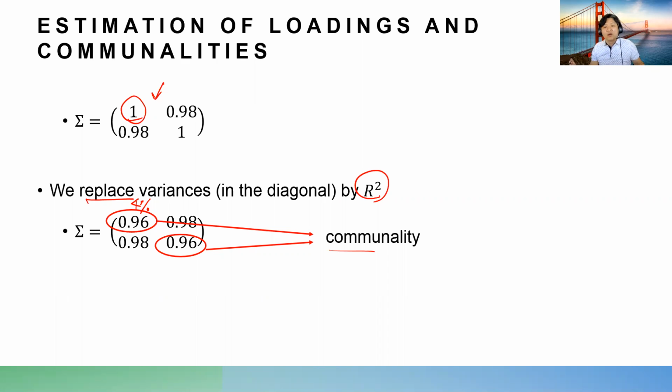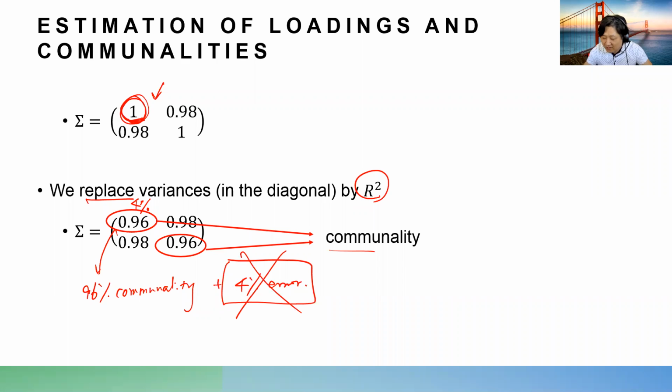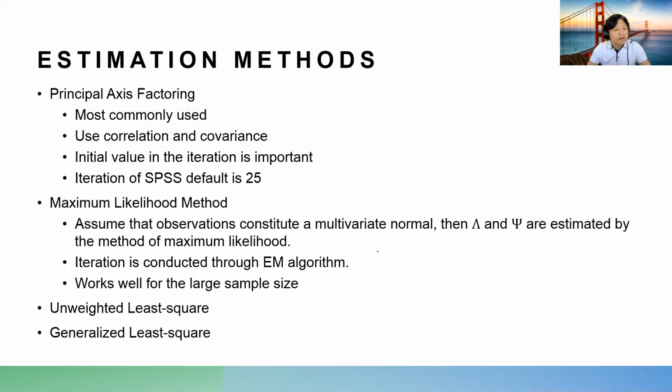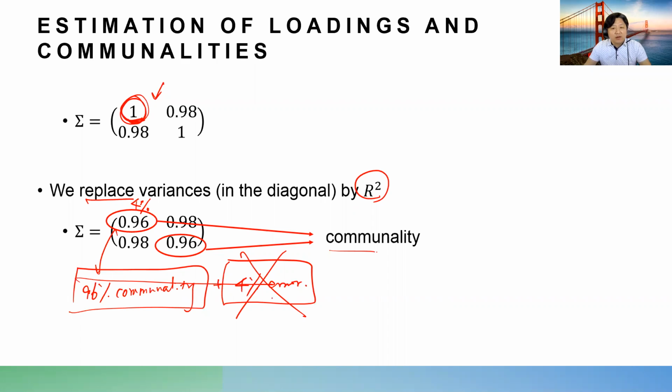So this is more realistic, right? Because 100%, the 1, means everything is common variance. There is no error variance, but in this case it is 96% commonality plus 4% error. But we do not add the error portion. We only consider commonality because the error is noise, right? So this is the error variance. So we replaced the variance by R square. So this is commonality. This is the fundamental difference in idea of principal axis factoring.